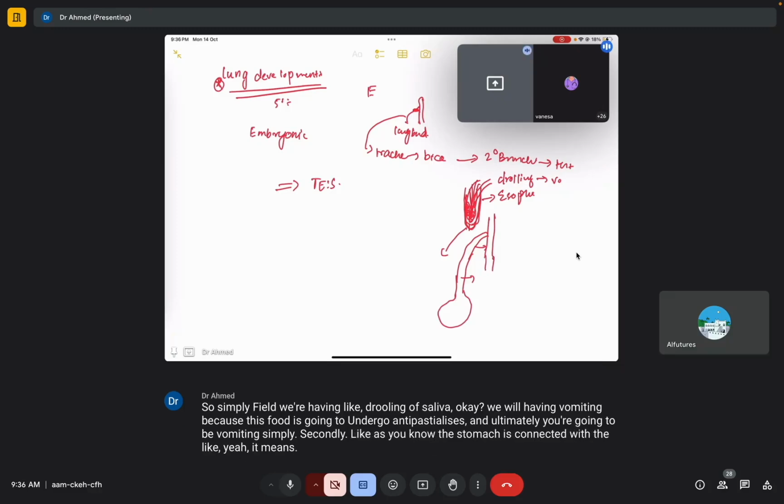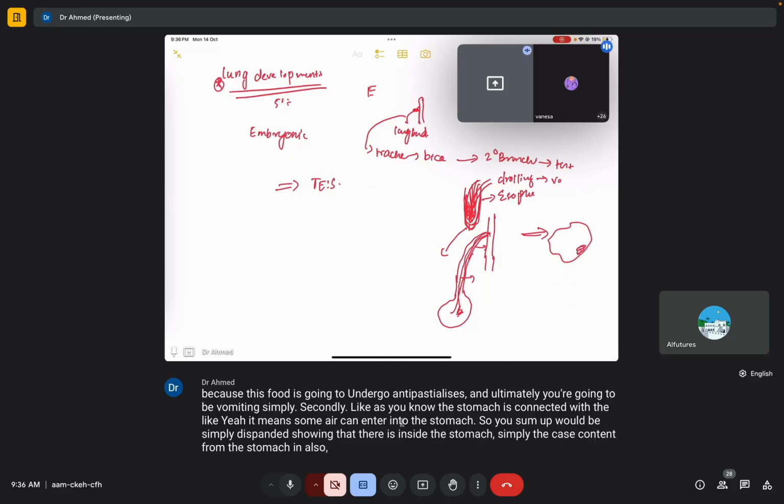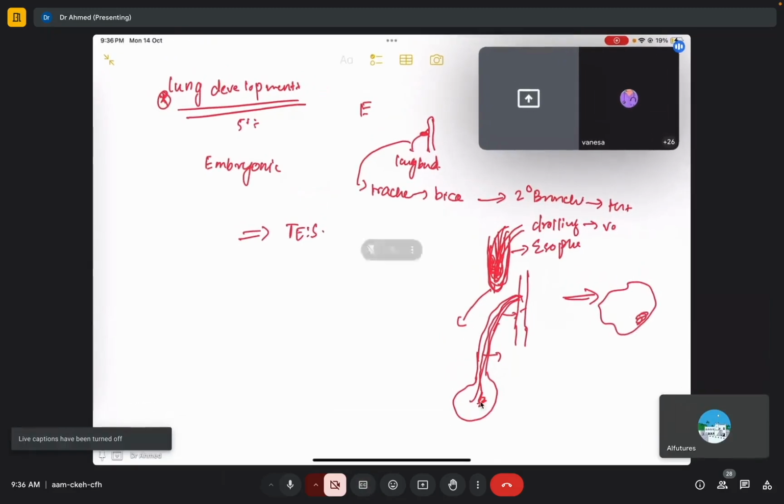Secondly, as you know, the stomach is connected with the trachea. It means some air can enter into the stomach, so your stomach would be distended, showing that there is air inside the stomach. The gastric contents from the stomach can also leak back into your trachea, ultimately giving you a kind of pneumonia. If you guys remember, aspiration pneumonia.